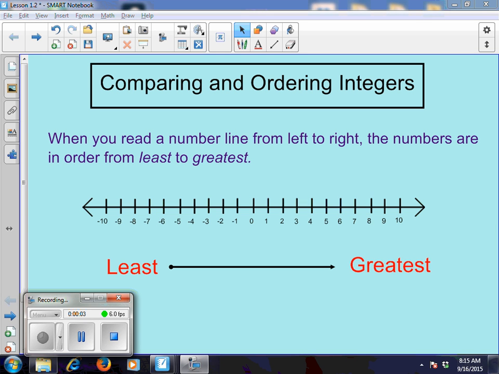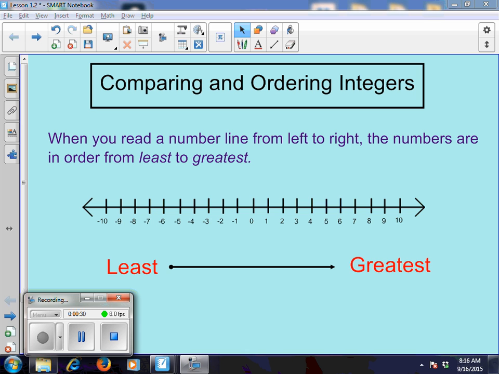Today, we are going to be talking about how we can compare and order integers. When you read a number line from left to right, the numbers are in order from least to greatest. So just like you read a book from left to right, you can remember that when looking at a number line, all the numbers from left to right go from least to greatest.